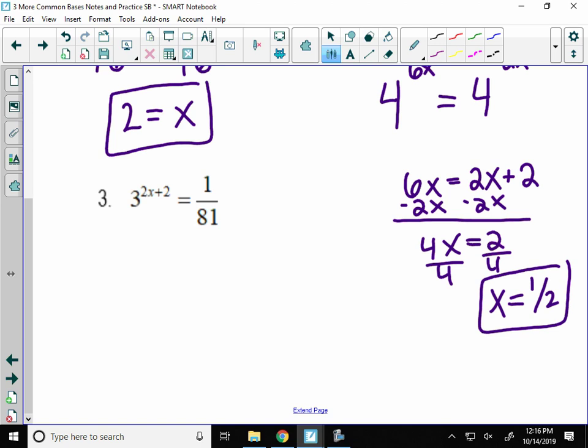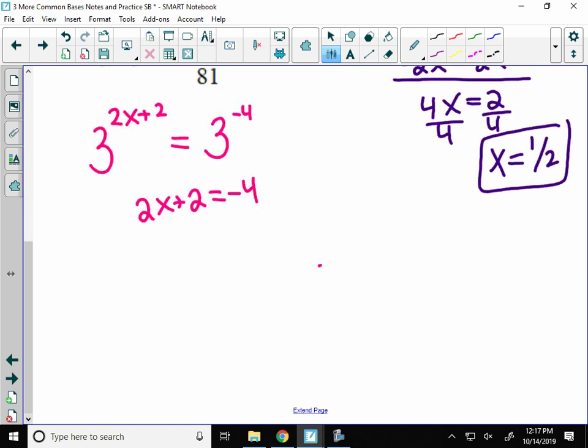Number 3, what base do you think you're going to use between 3 and 81? 3. Okay, so the left-hand side doesn't have to change. What did we do when I had a fraction? 3 to what power is 81? 3 to the 4th, but I have to make it negative because I'm in the denominator of a fraction. Right? So when I have a fraction, that's 3 to the negative power. And then I just set the exponents equal. 2x plus 2 equals negative 4. I'm going to subtract 2, which will give me 2x equals negative 6. So what is x? Negative 3.